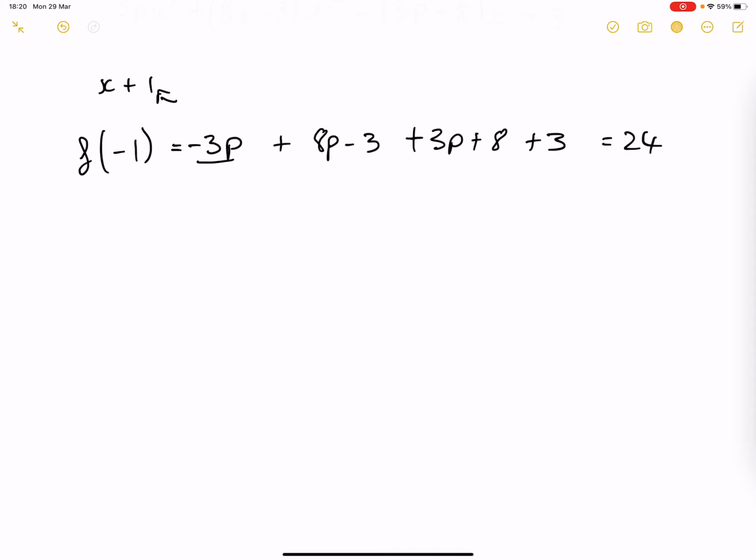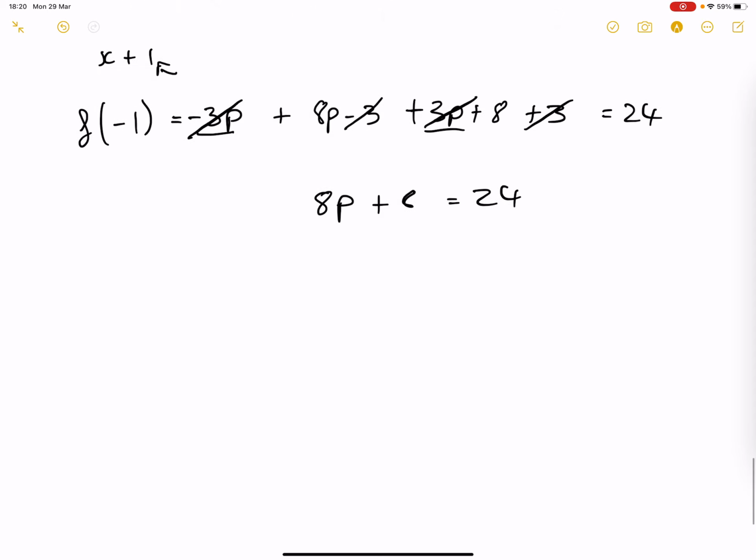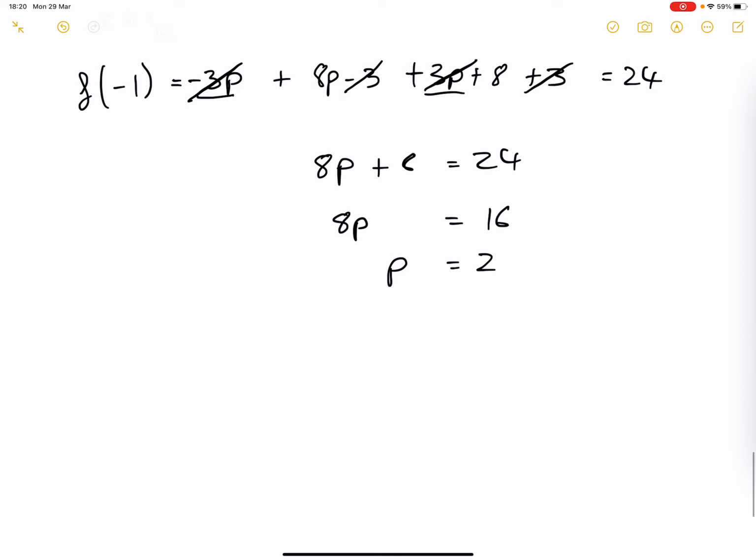So this 3p here will cancel with this 3p. Then we have 8p, and this minus 3 will cancel with this plus 3. So 8p plus 8 is equal to 24. Therefore, 8p is equal to 16. Therefore, p is equal to 2, which is answer B.